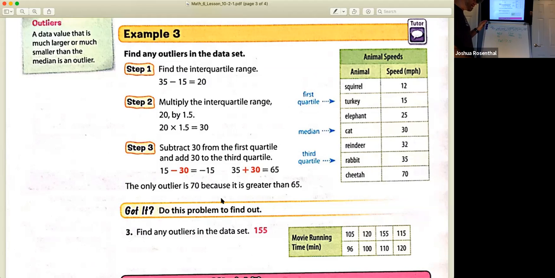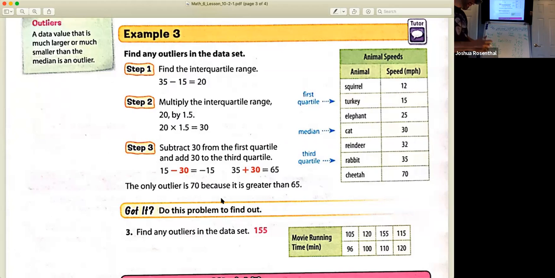We have to multiply that by 1.5. That's what we add on. So 26.25 added here is 146.25. If you take it off here, 102.5 minus 26.25, you're going to get 76.25 on the lower end. So this is your minimum and this is your maximum. Your lower extreme did not go below the minimum. Your upper extreme did go beyond the maximum. So this is an outlier.